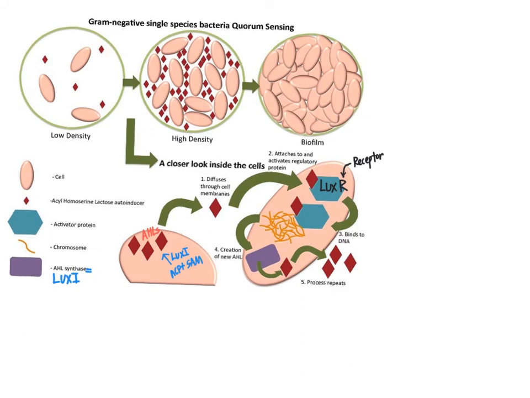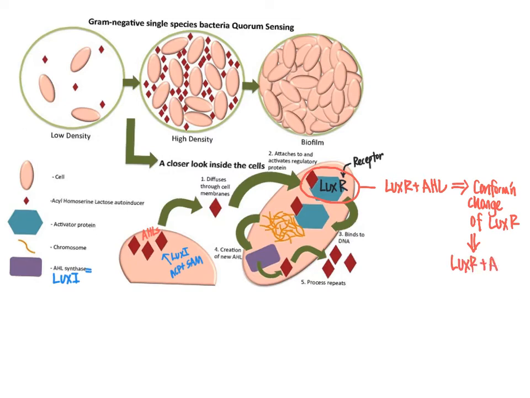that we have here in complex with our acyl homoserine lactone, so we'll call this LuxR that is bound to the acyl homoserine lactone, that together is going to result in a conformation change of LuxR, enabling LuxR in complex with the acyl homoserine lactone to bind to the Lux promoter.